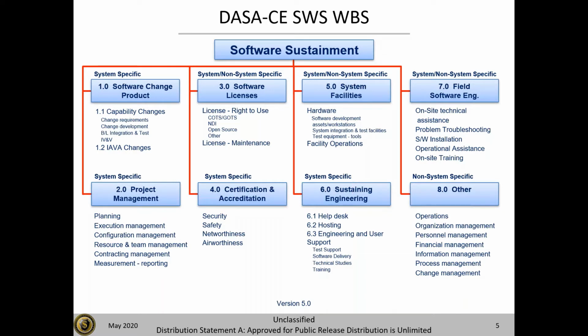This year we had done some updates to the WBS. WBS 1 we separated into the cost for the capability changes versus the security fixes. And then in WBS 6 we separated out the cost for the help desk and the hosting separately from the engineering and user support.